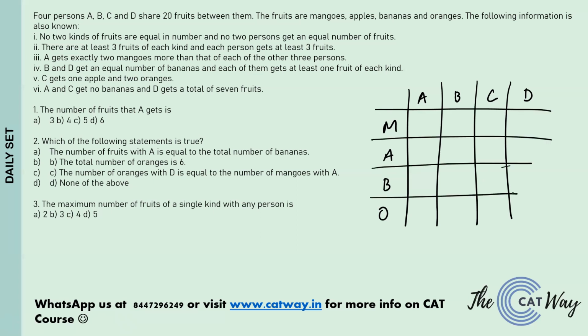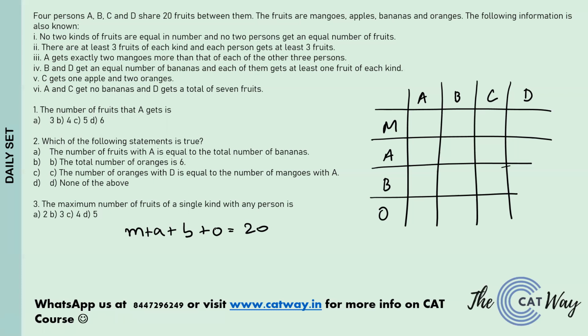What we have been given is that no two kinds of fruits are equal in number. So basically it says that x plus y plus z plus a, let's say, is equal to 20, because all these types of fruits are different. Or you can represent them as m plus a plus b plus o. So these are all four different, and they are equal to 20.